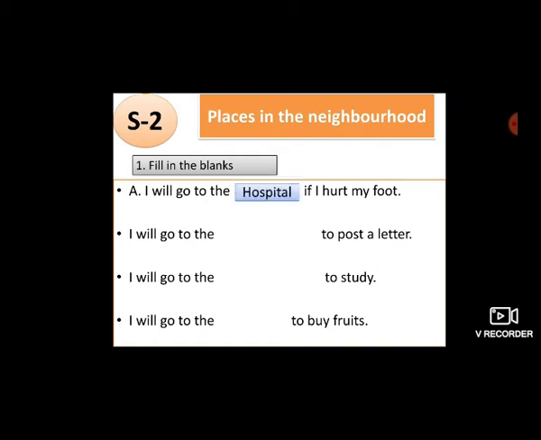Yes, hospital. And where will you go when you have to post a letter? Yes, post office. Where will you go when you have to study? Yes, of course, school. And where will you go when you have to buy fruits? Yes, we will go to a market. Okay. So this is question number one, which is very easy.